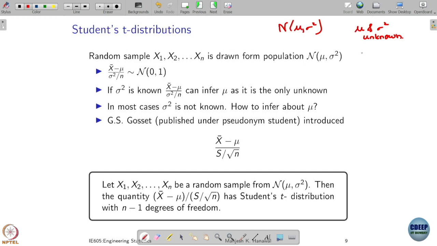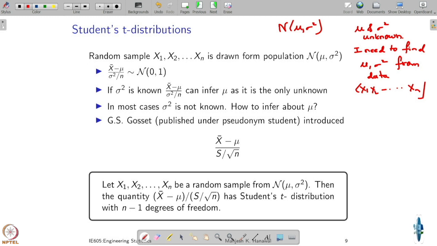And what I have is access to the data. I have samples x1, x2 up to xn, and I need to estimate mu and sigma square from the data. That is, from this random sample x1, x2, up to xn, at best I can find the sample mean and the sample variance.